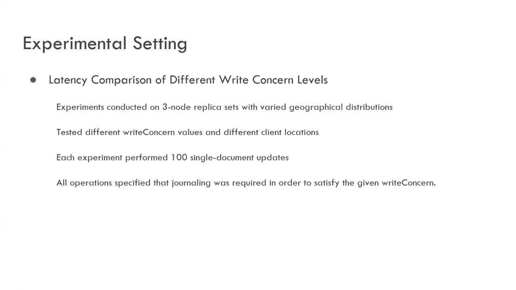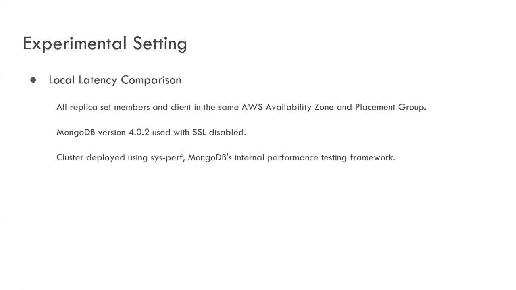Local latency comparison. In this experiment, all components, including the replica set members and the client, were situated within the same AWS availability zone and placement group. MongoDB version 4.0.2 with SSL disabled was used, with a cluster deployed using sysperf, which is MongoDB's internal performance testing framework.